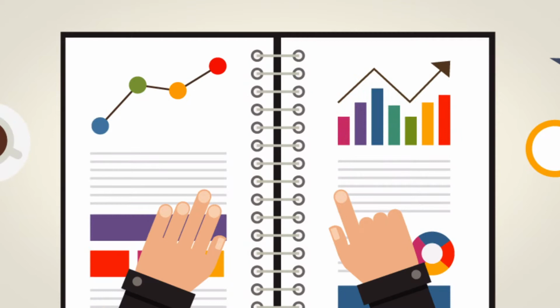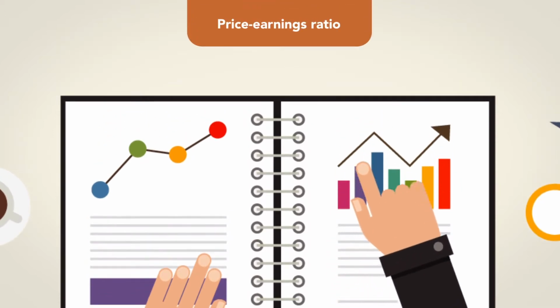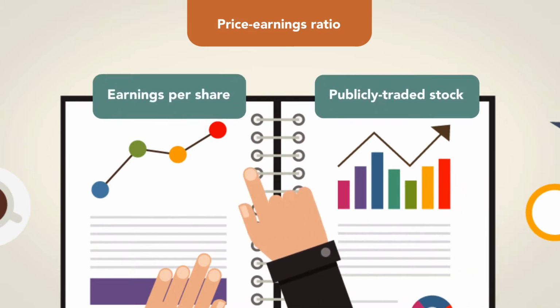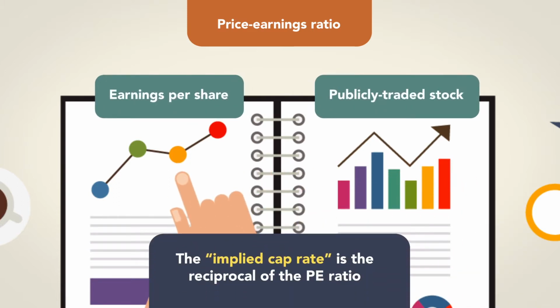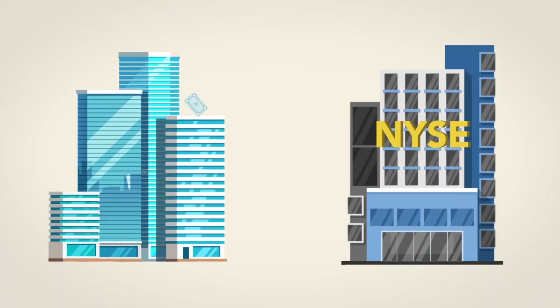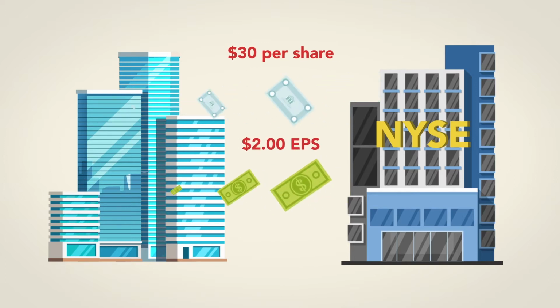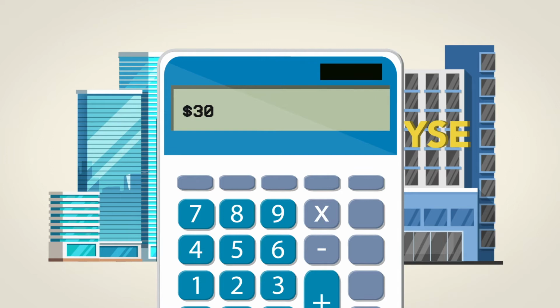Another way of using earnings to measure a company's worth is to examine the price-to-earnings ratio. This metric compares the price of publicly traded stock with its earnings per share. The implied cap rate is the reciprocal of the price-to-earnings ratio. For example, assume Acme Corporation stock sells for $30 per share and earnings per share is $2. We would divide Acme's share price of $30 by its earnings per share of $2 to get a price-to-earnings ratio of 15. Acme's implied cap rate would be the reciprocal amount, which is 1 divided by 15, or about 7%.